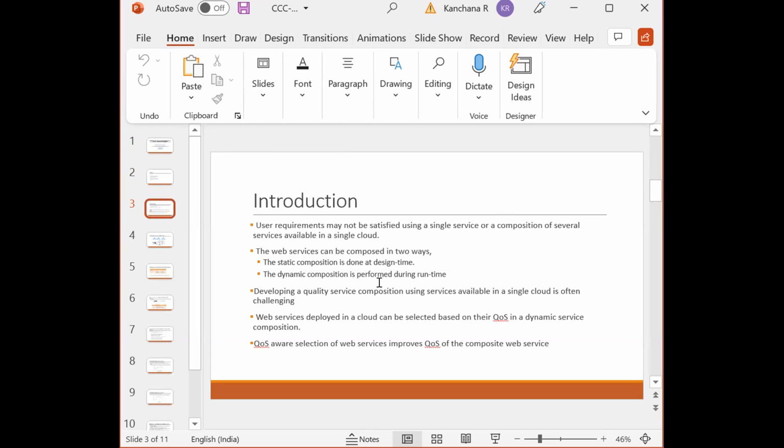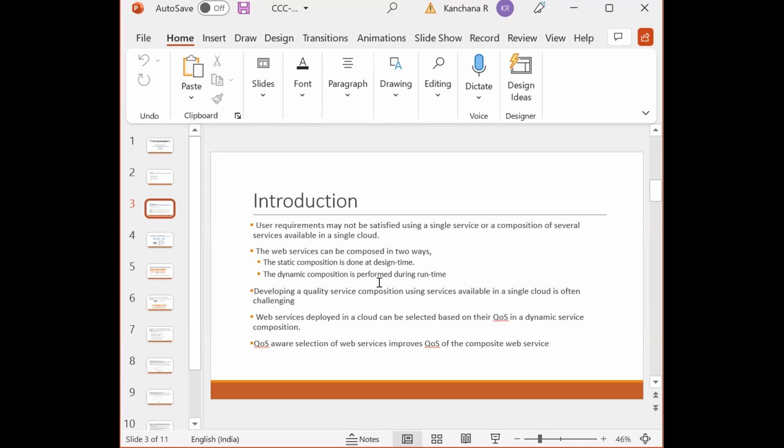Actually, the motivation for this work and the problem: composition of web services is a requirement when a single service alone cannot satisfy the requirements of the user. So when we are combining more than one service, normally nowadays the services are deployed in cloud platforms, and whatever service we require may not be available in a single cloud. They may be available in multiple cloud platforms. And to satisfy the requirement, we may have to combine or compose the services from different cloud environments.